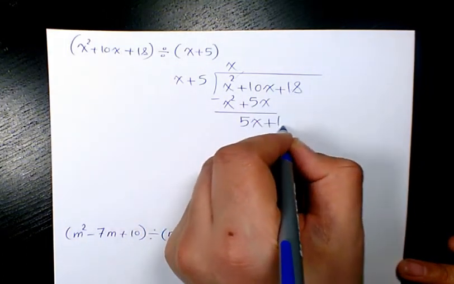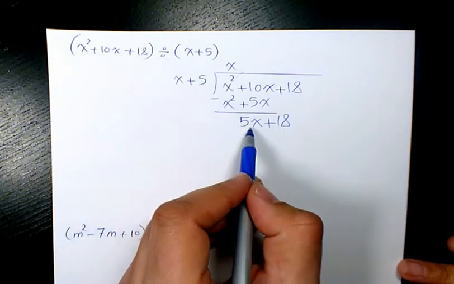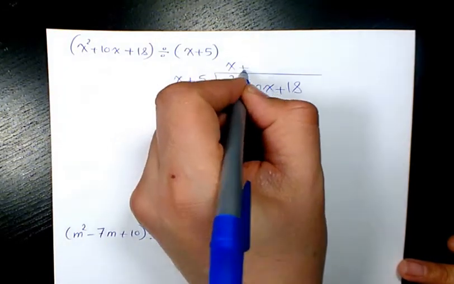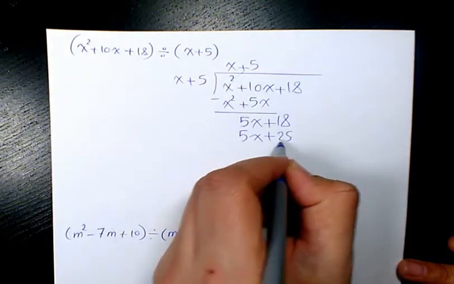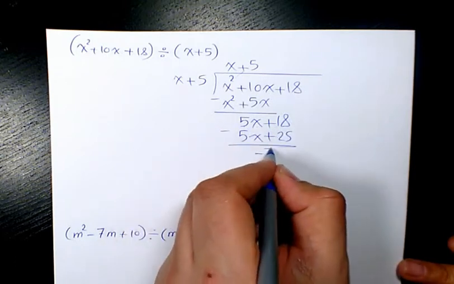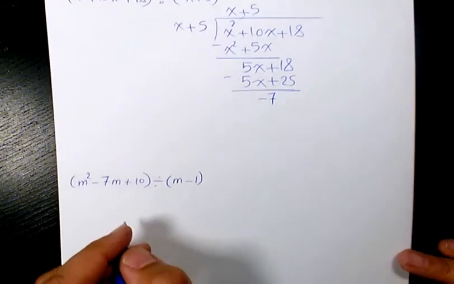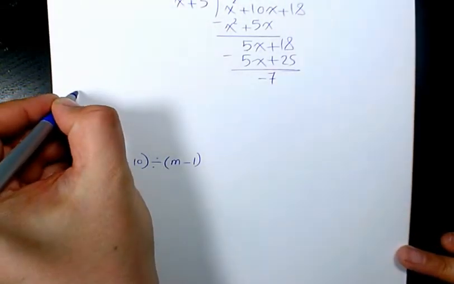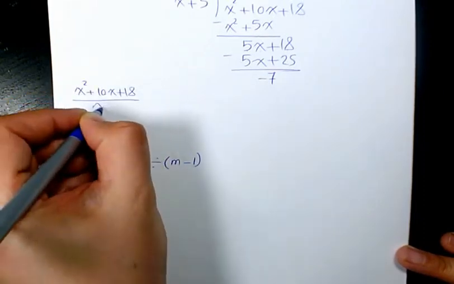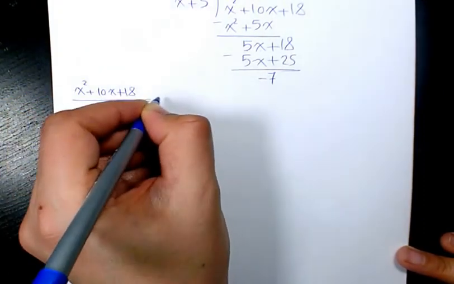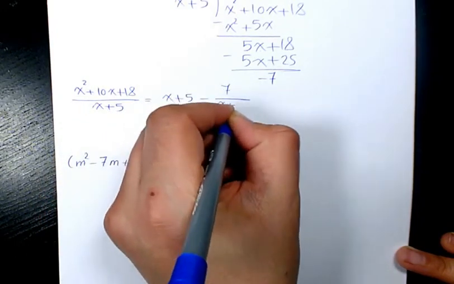Then you need to bring the next number down because you need to have two numbers because of these two numbers here. Then 5x divided by x is going to be positive 5. 5 times x, 5x. 5 times 5, 25. 18 minus 25 is going to be negative 7. Negative 7 is the remainder. So you can say that x squared plus 10x plus 18 divided by x plus 5 equals x plus 5 minus 7 over x plus 5.